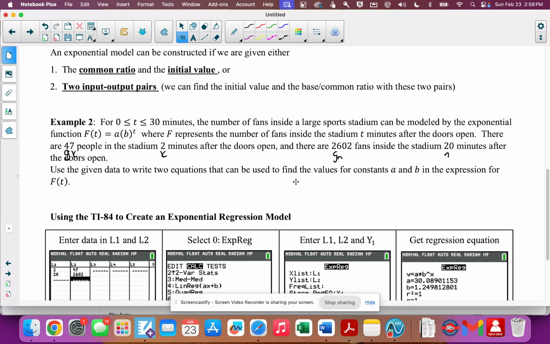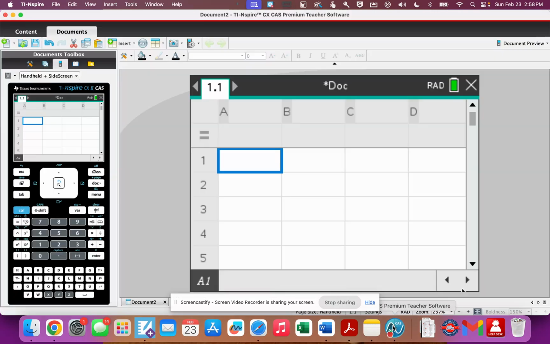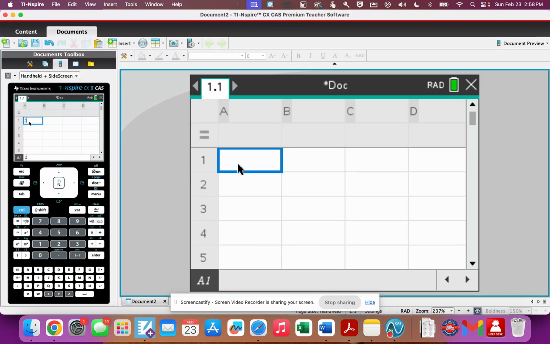But I don't know about you, but I don't want to solve 20 minus 2. I don't want to take the 18th root of anything, and I don't think 2602 is going to divide evenly by 47. So we're just going to go ahead and do a regression for it. Okay, so we're going to go ahead and put in those 2 points. I've already got the calculator up and ready. So our 2 points are 2 and 47. And then the other one was 20 and 2602.